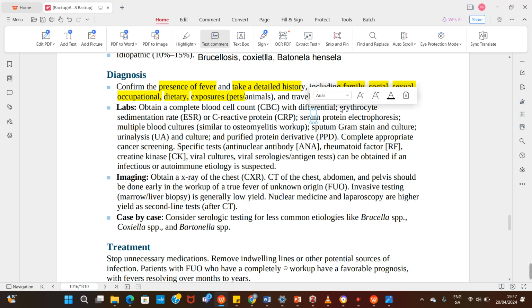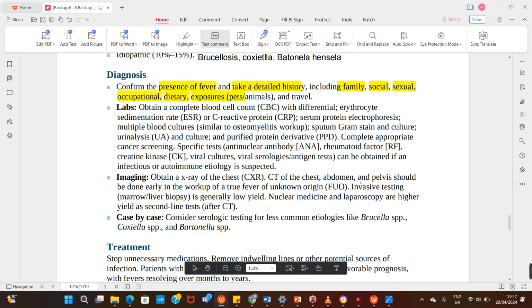In some case by case settings, those organisms that I've listed, Brucella, Coxiella, Bartonella, get a history of exposure to farm animals, cats, you might consider any one of these and you do your serologic testing to make the diagnosis. So don't forget, rule out infection or inflammatory disease, autoimmune disease based on your presentation. That's going to guide what you are going to do in the lab.